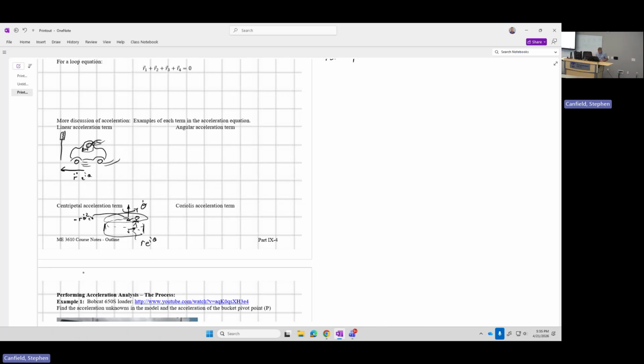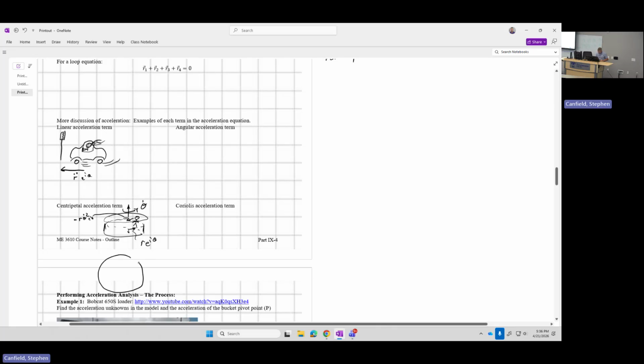If we look at the top of that thing, it's accelerating this way, we've got that velocity. You're out here.